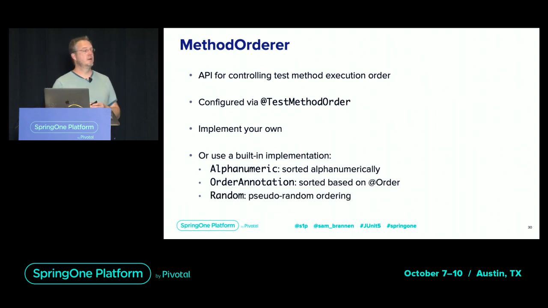And we have one random, right? So it's pseudo-random ordering if you want to verify that you really don't have any kind of dependencies or interactions between your tests, right, in your unit tests. That could be an option as well. So some people like to change it to random for the entire test suite. That's also possible. So you can set a default method order for your entire test suite via a properties file if you'd like.